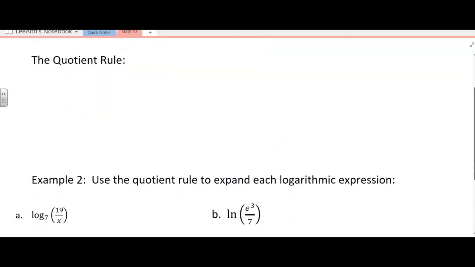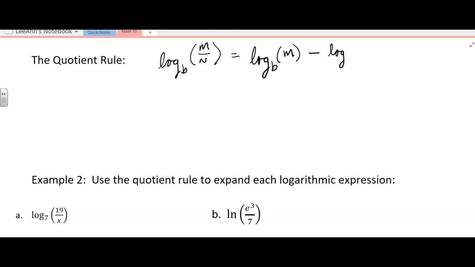So we have the quotient rule or the quotient property, and it says this. If you have a log base b and you have m divided by n in the argument, well, then you can split that up into two separate logarithms. You can expand it, and you can put the parentheses or not: log base b of m minus log base b of n.